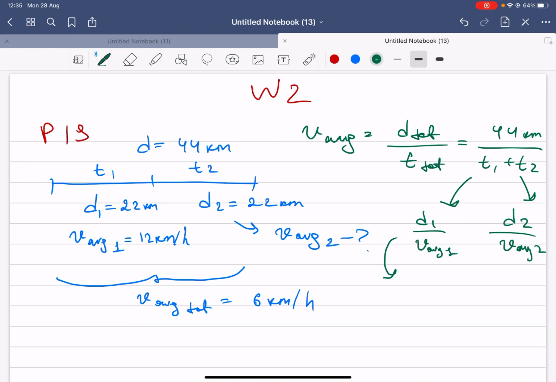So d1 over v average 1 is equal to 22 kilometers divided by 12 kilometers per hour. What about this one? This one will be 22 kilometers divided by x, which we don't know. And this total v average for 44 kilometers is 6 kilometers per hour. So you have all the values, the rest of it is just mathematical things.